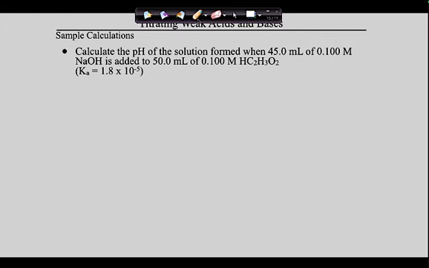We need to create an I-race box. So guys, what are we I-racing? Remember, I-race boxes, whether it's a buffer or just a weak thing being titrated, are always formed on the weak electrolyte. So it's CH3COOH.